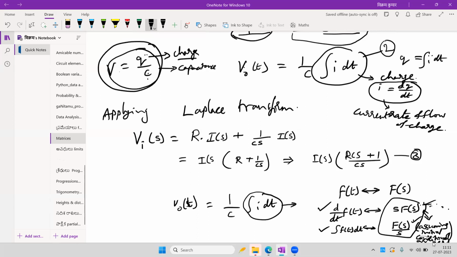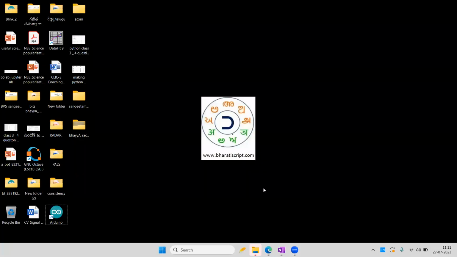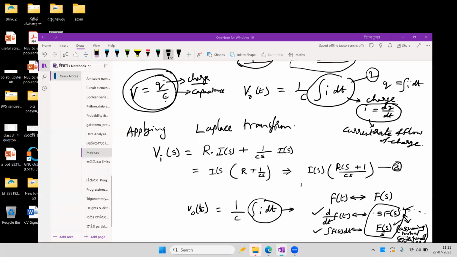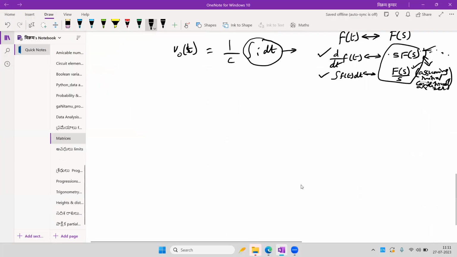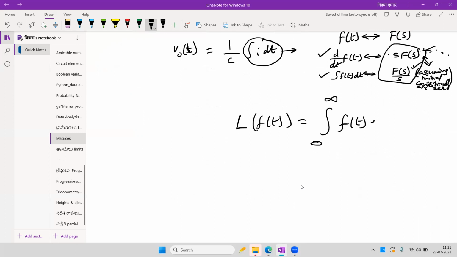How this came? If you want that derivation, I can tell you. I'll scroll down slightly and explain how that came also. For example, Laplace transform of f of t, integral from 0 to infinity. I am coming to the basic definition of Laplace transform. Now I want Laplace of d by dt of f of t, suppose.